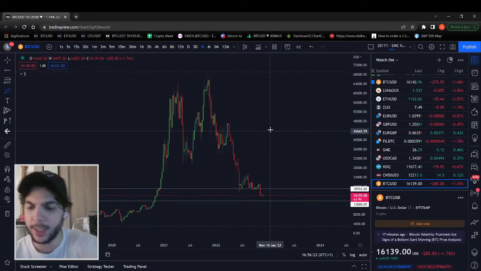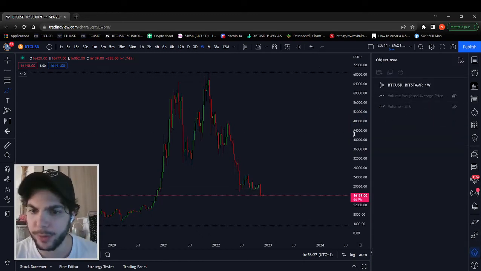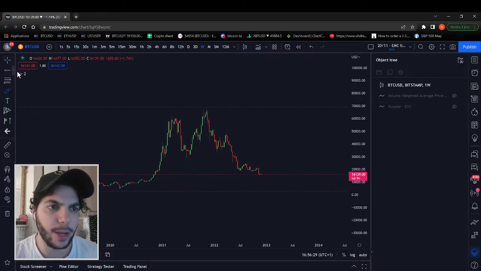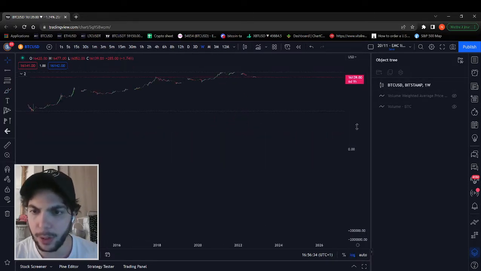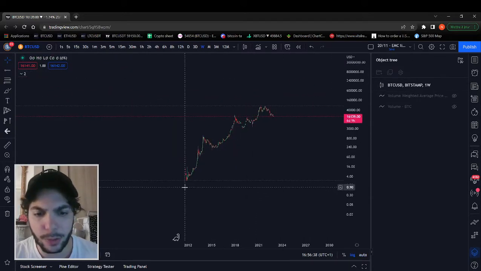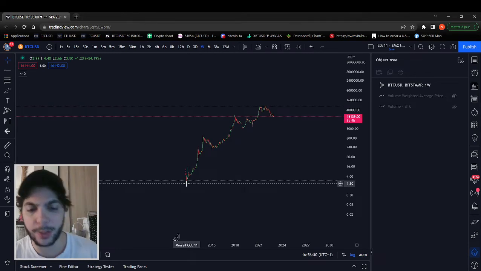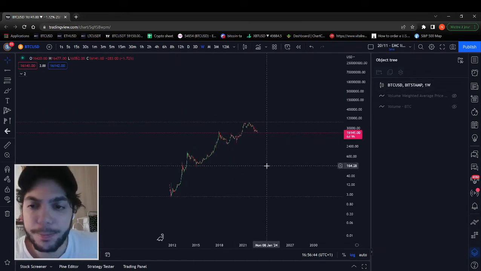And here you can see that Bitstamp, we had already some things here. Okay, let's remove everything. Bitstamp has way more price action. You can see you can actually go, if I go on the log, you will see it on the log scale better. Yeah, we go up to, wow, to the 2011. Wow.